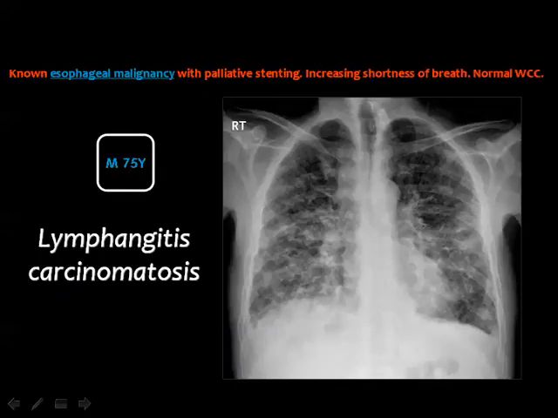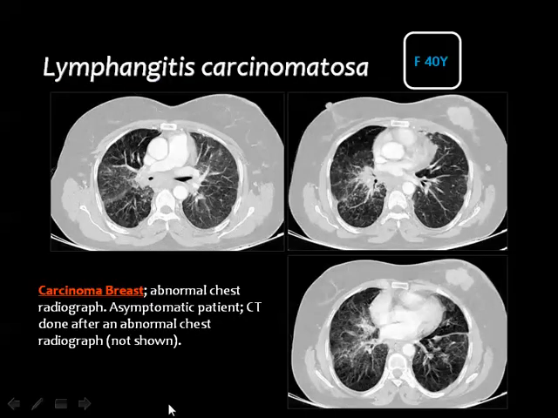And that's to say that malignancy has spread by the lymphatic route. And here you have this patient with esophageal malignancy, and you see many opacities in the lung, and that diagnosis is lymphangitis carcinomatosa. This patient had a breast cancer. You see the lesion in the breast. These images are usually used in the exam because you frequently miss the primary lesion.